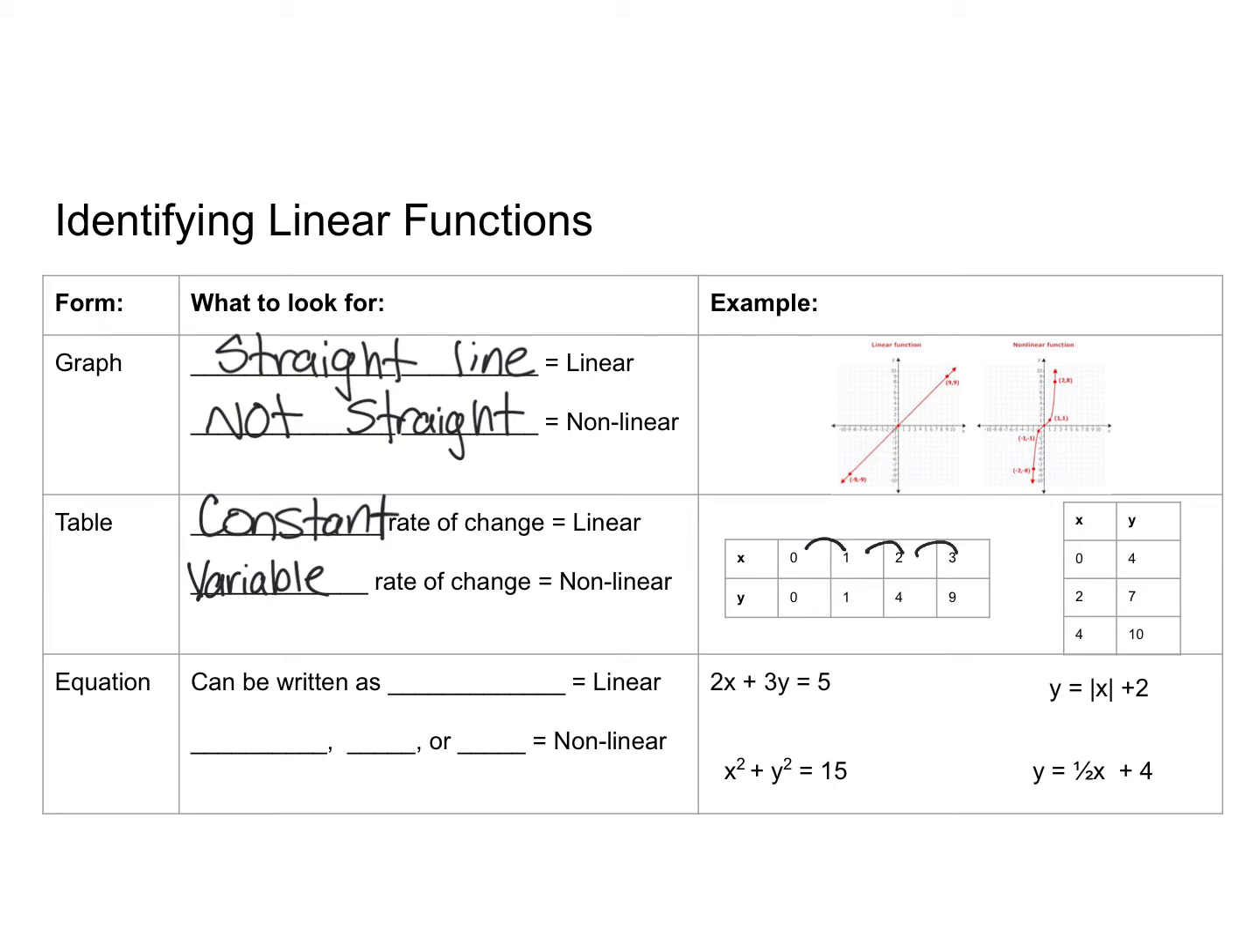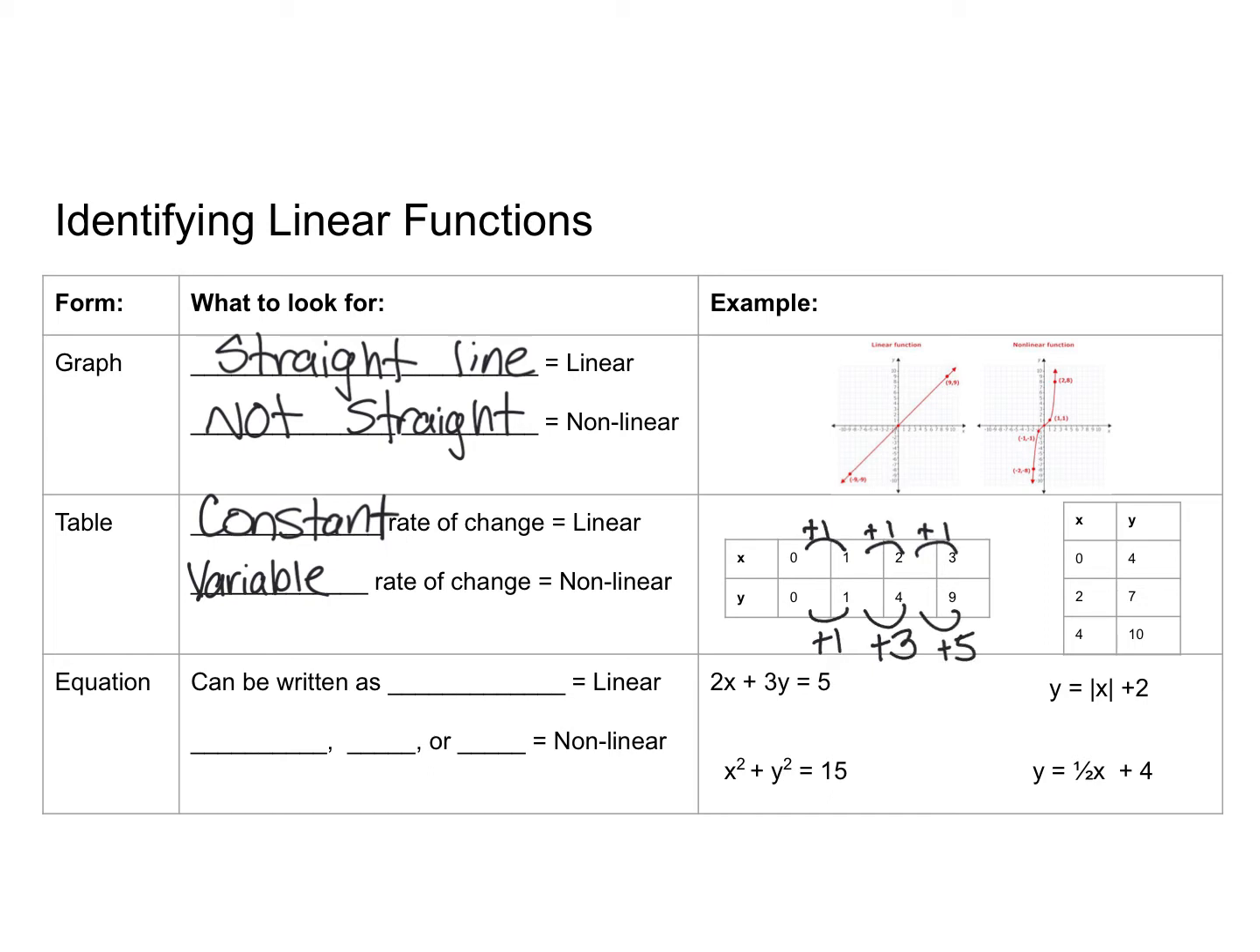So if you look in these x's, to go from 0 to 1 increases by 1. To go from 1 to 2 increases by 1. To go from 2 to 3 increases by 1. And then we look for the same thing in the y. To go from 0 to 1, we increase by 1. From 1 to 4, we increase by 3. From 4 to 9, we increase by 5.